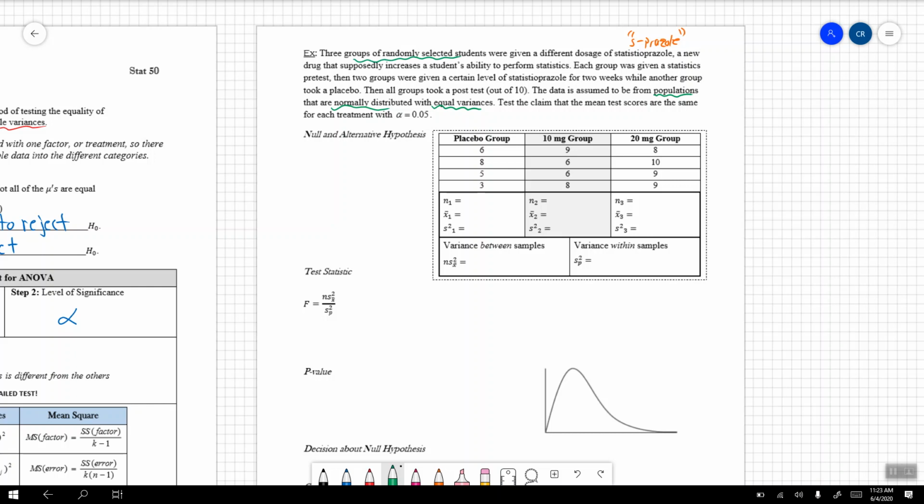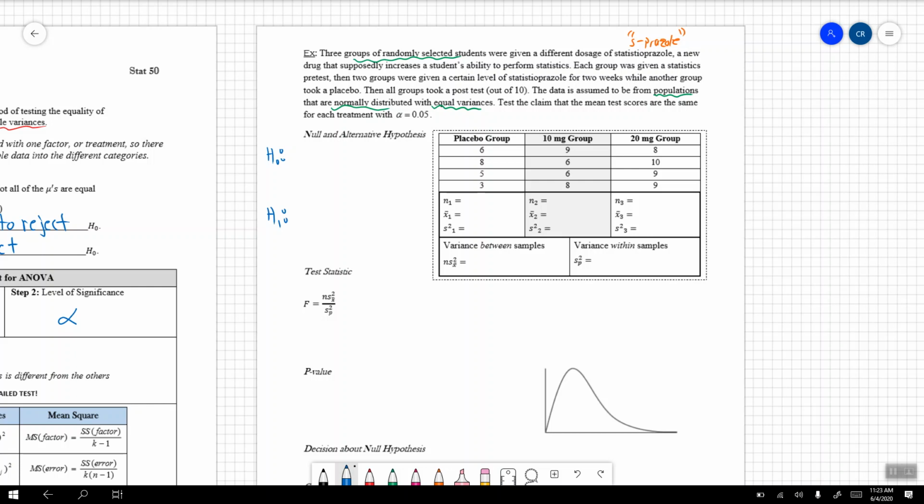So the question now says, test the claim that the mean test scores are the same for each treatment with a significance level of 0.05. Alright, so we got some work to do here. I'm going to state the null, and then after that I'll state the alternative hypothesis.